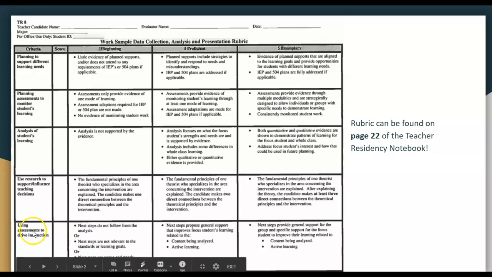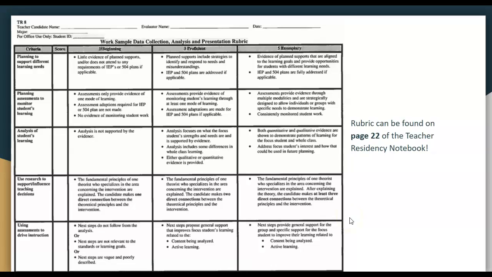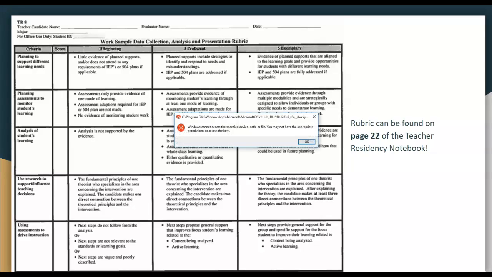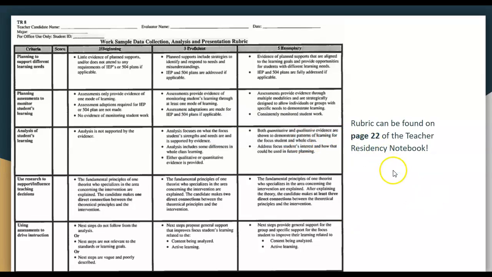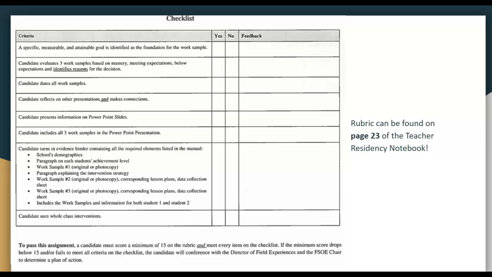And then finally, using assessment to drive instruction. You are providing next steps, which give us general support for the group, that's the entire class, and specific support for the focus student to improve their learning related to both the content, the content being analyzed and active learning. So you're giving us a slide in which you're presenting your next steps. What would you do next if you were still working in this classroom?